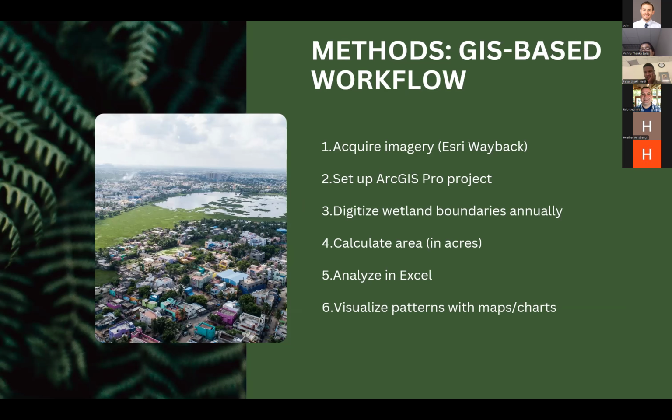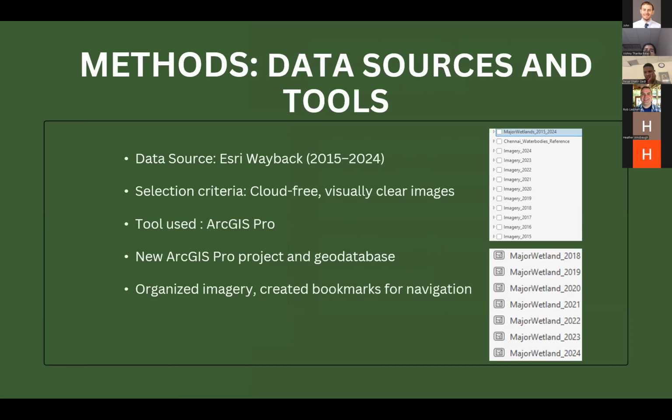After that, I started delineating the wetland boundaries annually, calculated them into acres, and exported the table to Excel for further analysis. I'll explain all of this in detail in just a minute. As I mentioned earlier, I got the satellite imagery from Esri, and I made sure that the imagery was cloud free and visually clear.